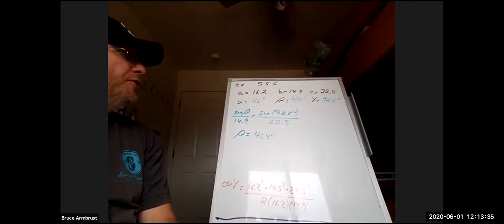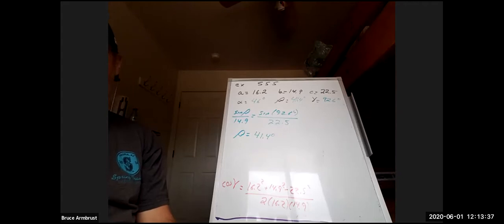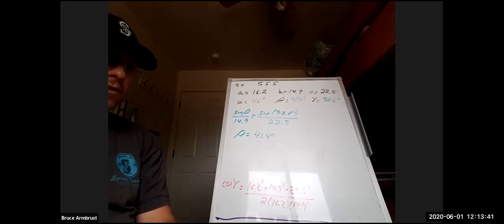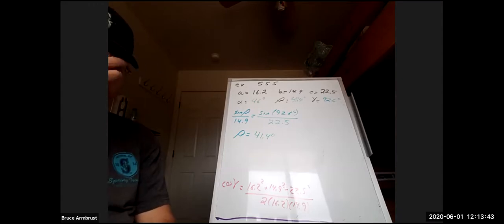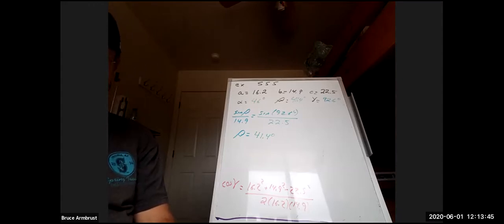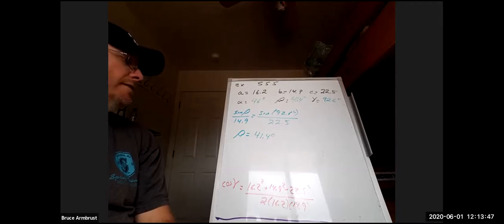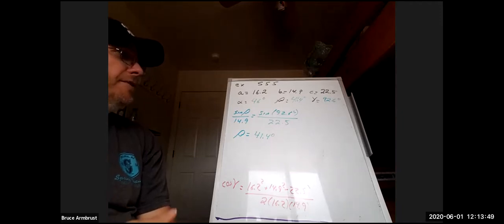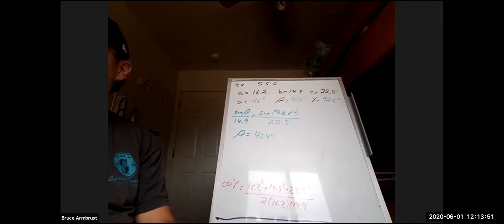All right, so there you go. With side-side-side, it's pretty straightforward. Find the biggest angle using the law of cosines, then find the smallest angle using the law of sines, and then finally, the third angle just kind of comes for free.